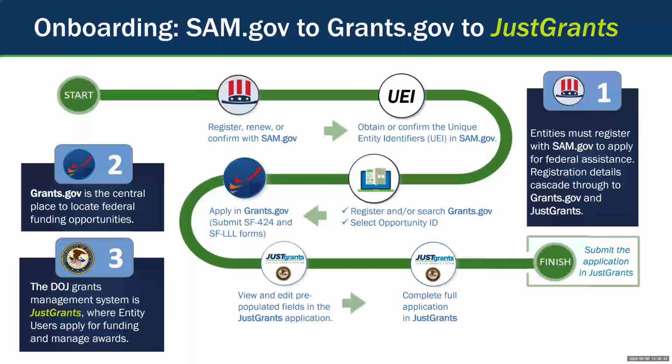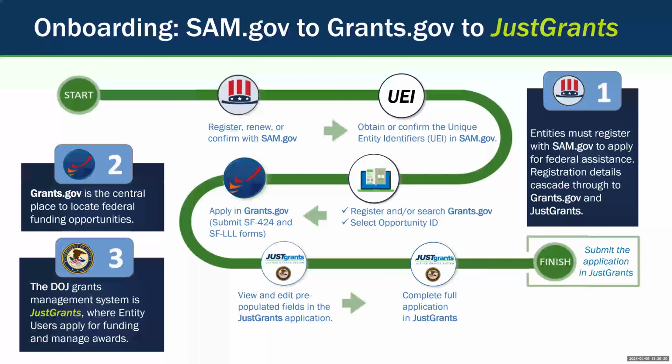Now, for entities that are new to Just Grants, the initial onboarding process occurs during application submission, and it relies on two federal systems for critical onboarding data. Your organizational entities that are seeking federal funding are required to register and maintain an active status in SAM.gov, right? So SAM.gov is going to be your starting point. For this reason, SAM.gov is considered the federal government's source of truth for organizational entity identifiers. So once you register with SAM.gov, they're going to give you a unique entity identifier, or a UEI. That's the purpose of registering with them.